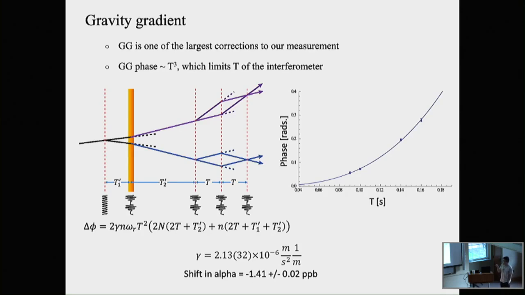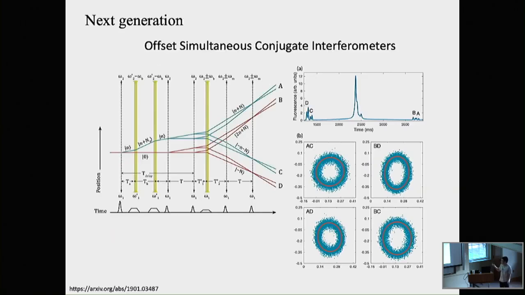So to take care of these systematic effects, we now demonstrate a new interferometer configuration. Basically, we now have two simultaneous conjugate interferometers, and they are offset by a vertical distance. So that's why we call it offset simultaneous conjugate interferometers.